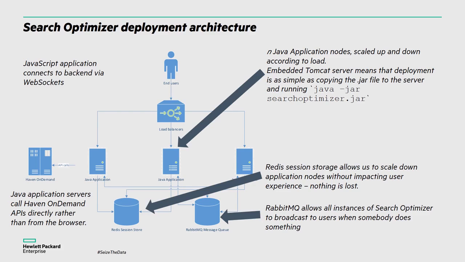And the actual connection to Haven OnDemand, or IDOL for an on-premise installation, is made from the Java application layer, which allows us to put in a caching layer between the end user and the platform, which is important for reducing costs, as some queries against Haven OnDemand are expensive, either computationally expensive or otherwise, so the more we can cache, the better.